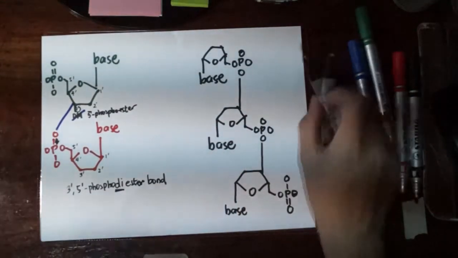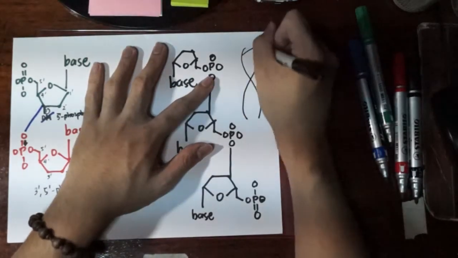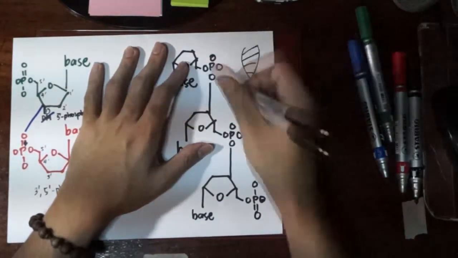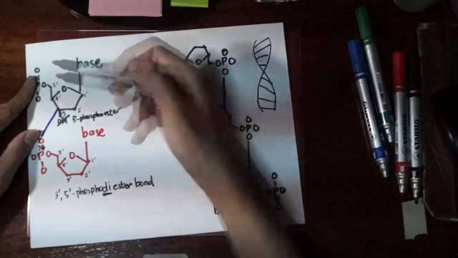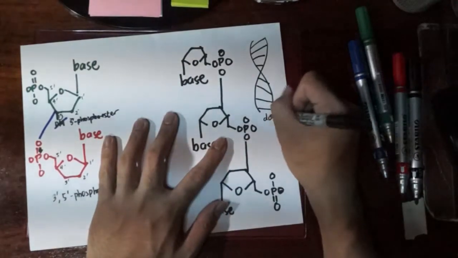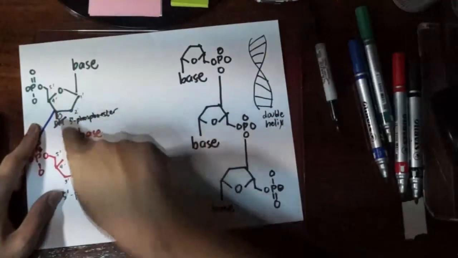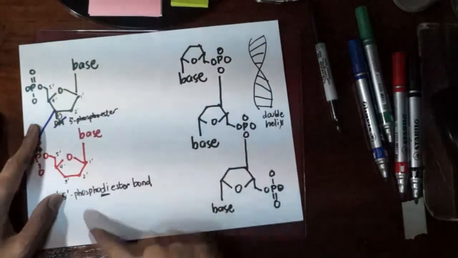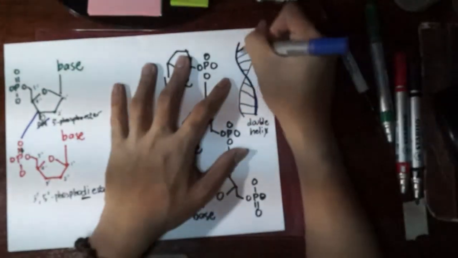As we recall, nucleic acids like DNA look something like this. This one is a double helix. If we have tons of these joining together, we just have one single helix, but this one is a double helix. Meaning if we make this very long, we just covered half of the double helix.